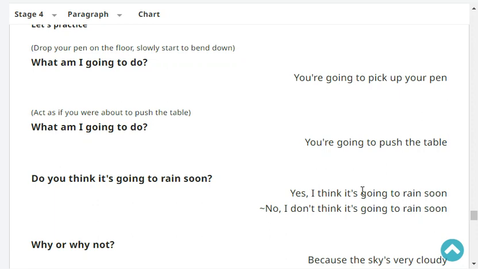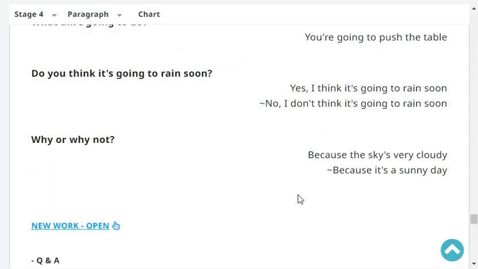Do you think it's going to rain soon? Yes, I think it's going to rain soon. Why do you think so? Because the sky's very cloudy.